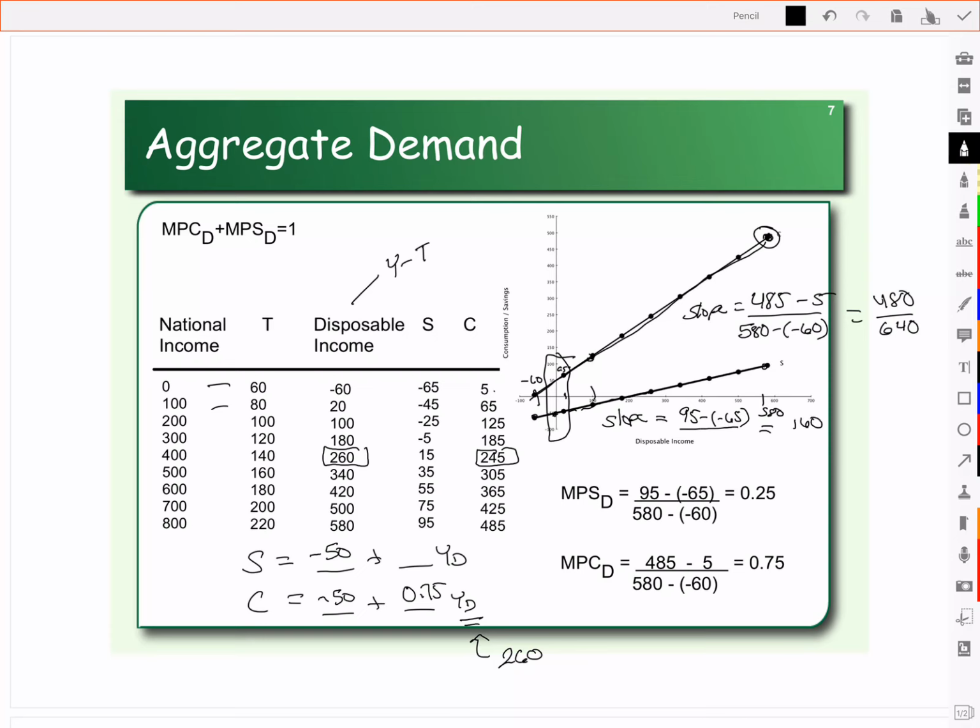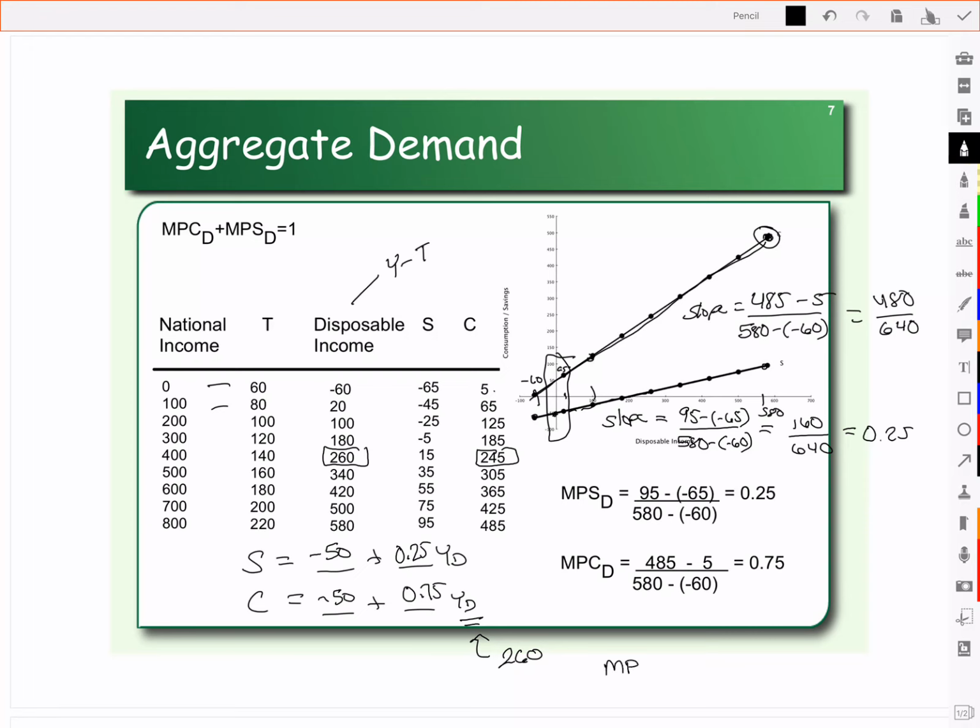All right, on the bottom of our formula, this is going to be our change in disposable income, and disposable income goes from negative 60 to 580, so 580 minus a negative 60, and that's going to be that 640 we calculated before. So 160 divided by 640 is equal to 0.25. So the slope of our savings function, as we're looking at disposable income, is 0.25.